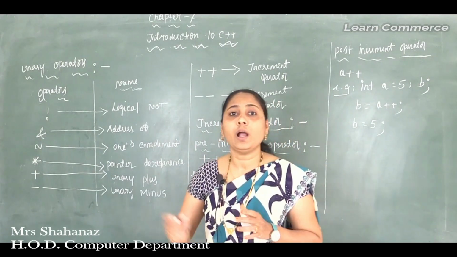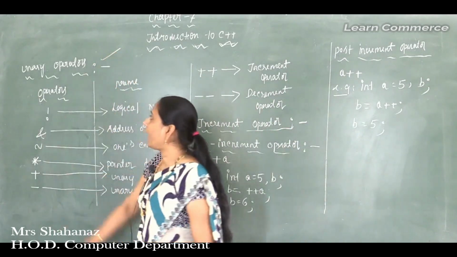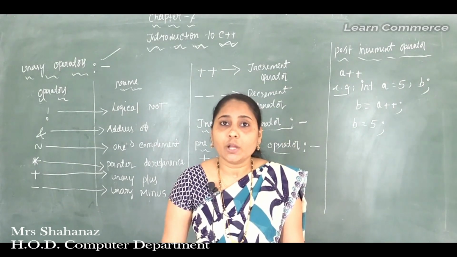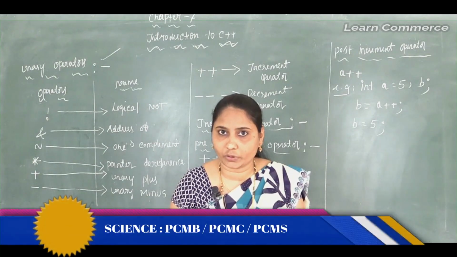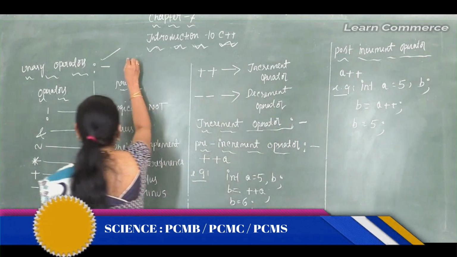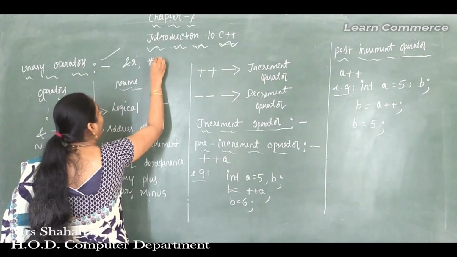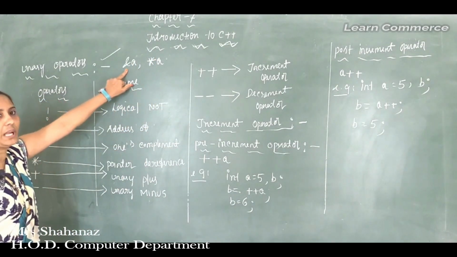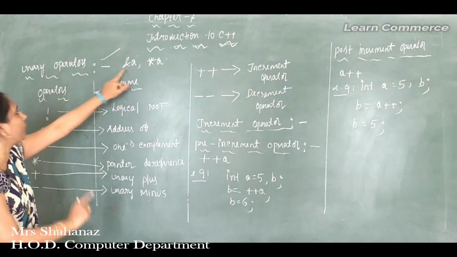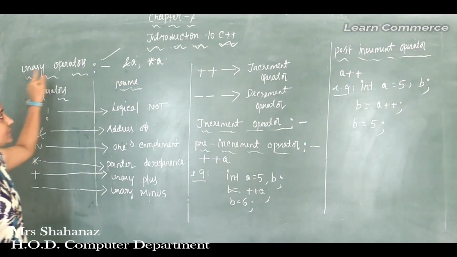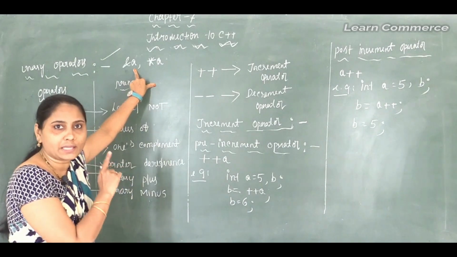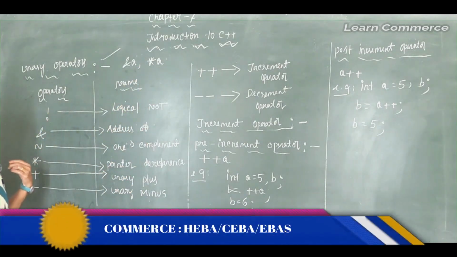In today's class I want to select the first operator type, that is called the unary operators. Now what are the unary operators? They are the operators which act only on one operand. One example is the ampersand, or the pointer star. I already provided the example in the sentence I framed for the meaning of the unary operators: operators which act only on one operand. Example, ampersand or star are called unary operators.